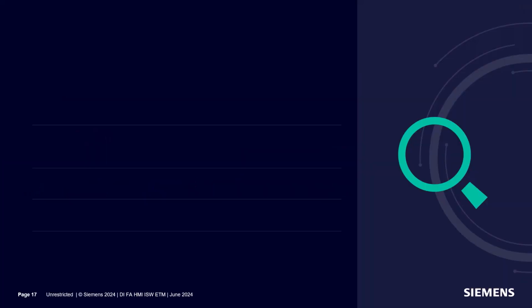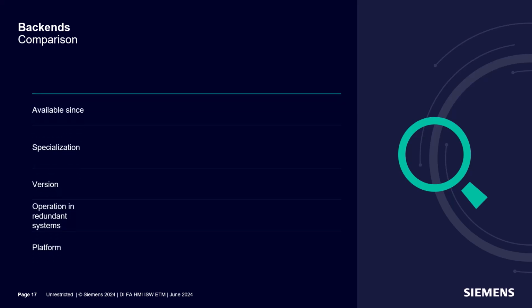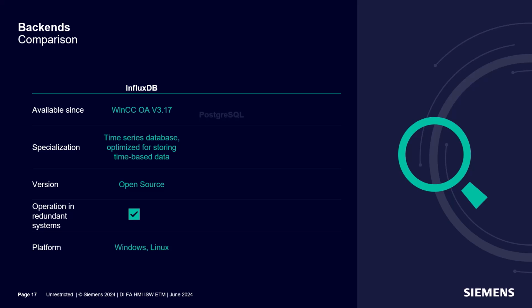Let's have a deeper look at the backends available in WinCC OA. WinCC OA supports various backend options for data storage and management, each with its own specialization and features. Let's compare InfluxDB, PostgreSQL, and Microsoft SQL Server. First up, InfluxDB. This is a time series database, which means it's optimized for storing time-based data. It's been available since WinCC OA version 3.17 and is open source. You can run it on both Windows and Linux platforms, and it supports operation in redundant systems, which is great for reliability.